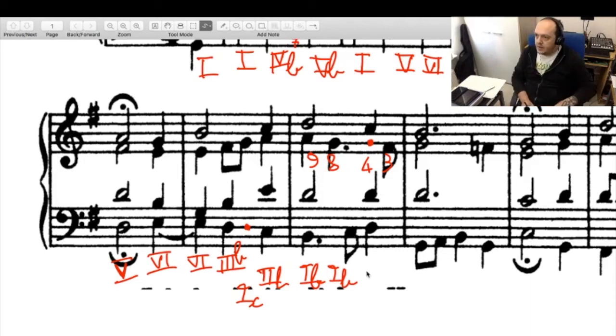And then here's chord 5, with a 4/3 suspension between the two quavers. Preparation, suspension, resolution. Goes to chord 1. That's a passing note. That's a passing note. Goes to chord 1, 1 in first inversion on the second beat.